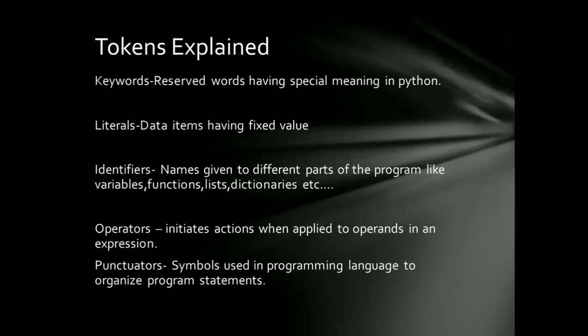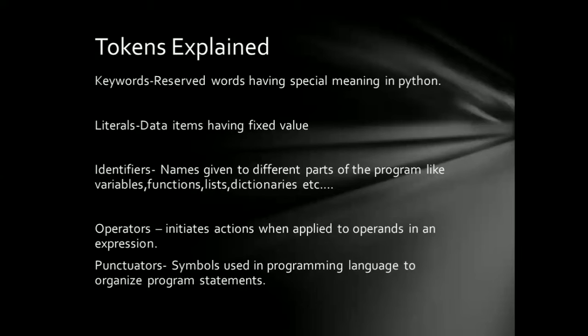And identifiers. Identifiers are the names given to parts of the program, like variables and functions; they all have specific names to identify them. We will see all these things with an example. Operators initiate the action when applied to operands or variables in an expression. And punctuators are symbols which are used to organize the program statements, right?